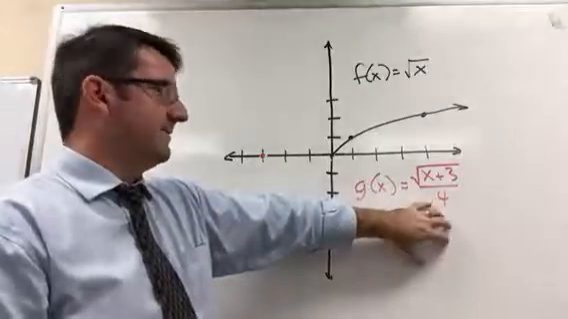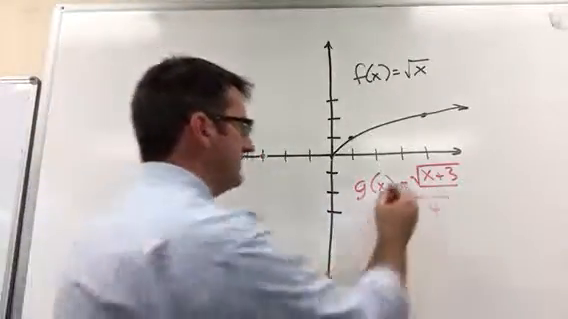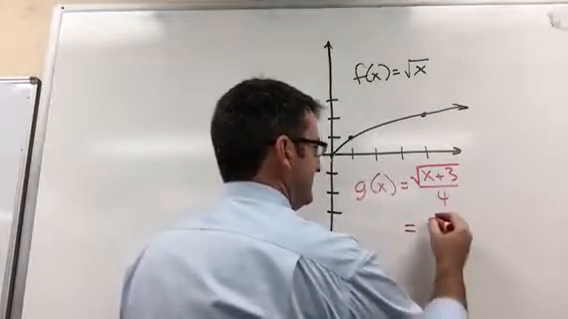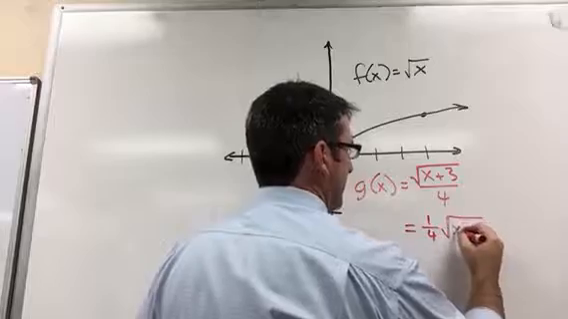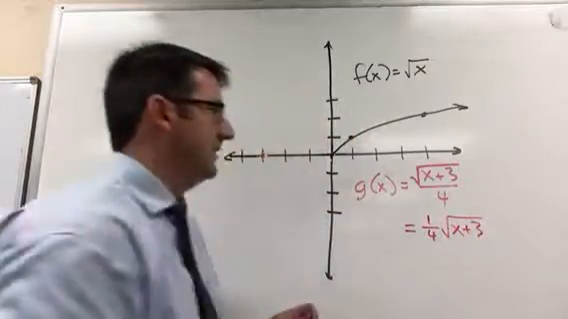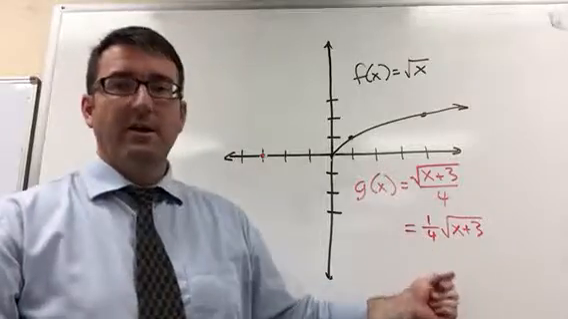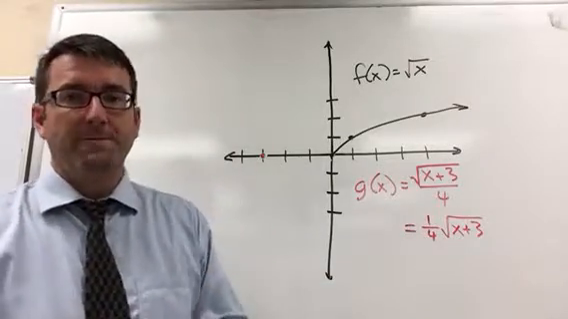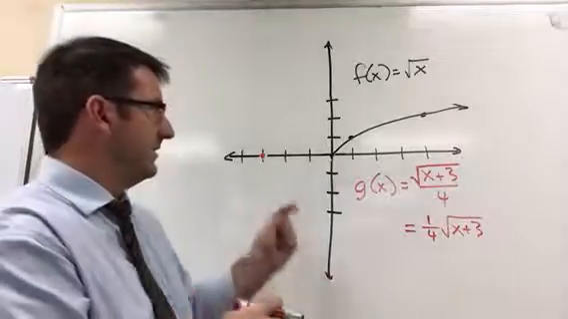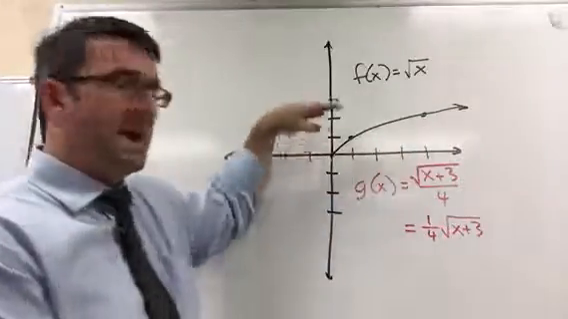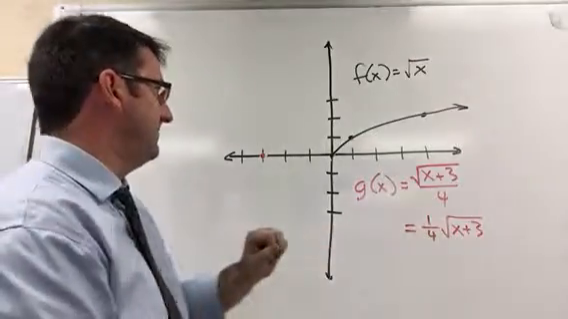And then what does this dividing by 4 do? Well, notice that this is the same as 1/4 times the square root of x plus 3. So what we're doing is we're multiplying outside the radical by a number less than 1. So that's going to be a vertical compression. We're going to smash this down vertically by a factor of 4.